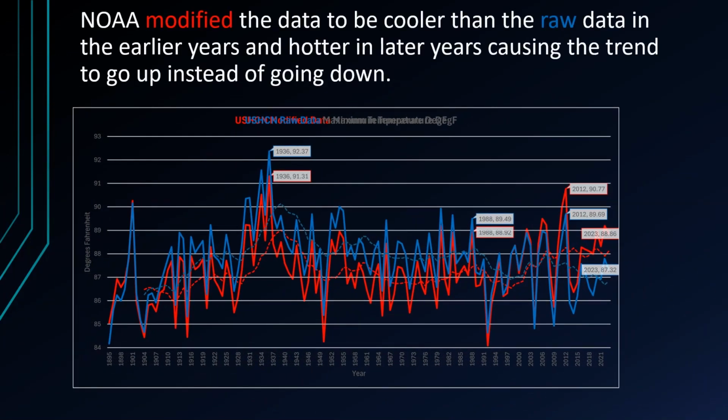NOAA adjusted historical temperature data, making it appear cooler in earlier years and warmer in later years, which would result in an upward trend in temperature lines rather than a downward one.